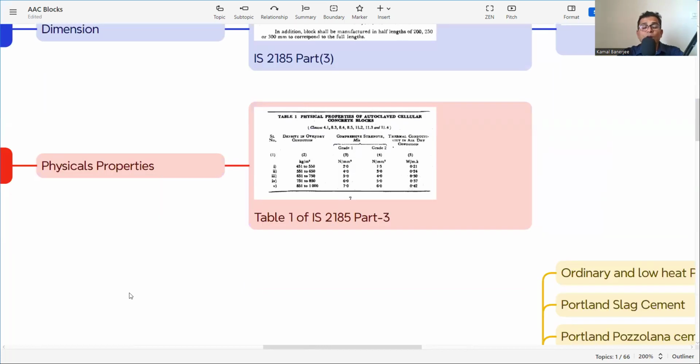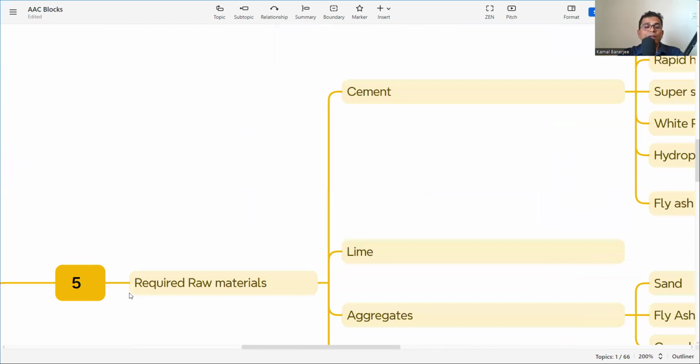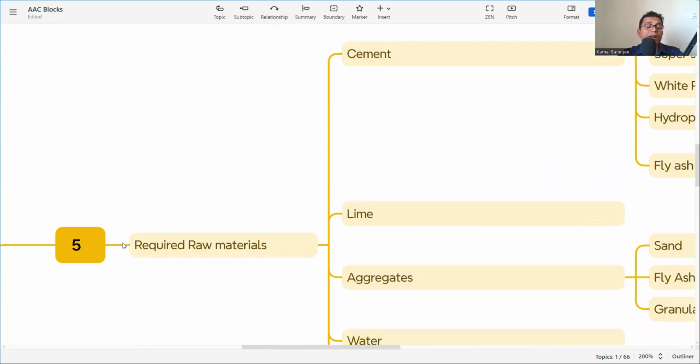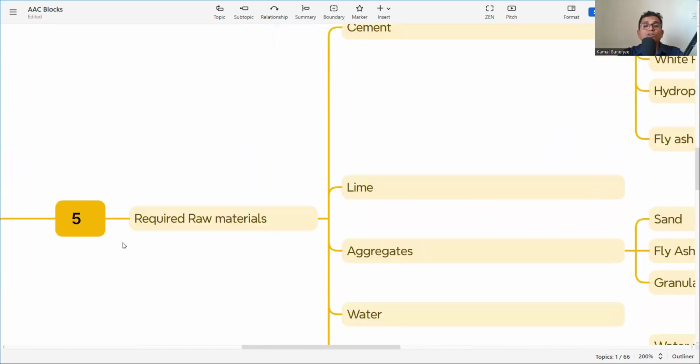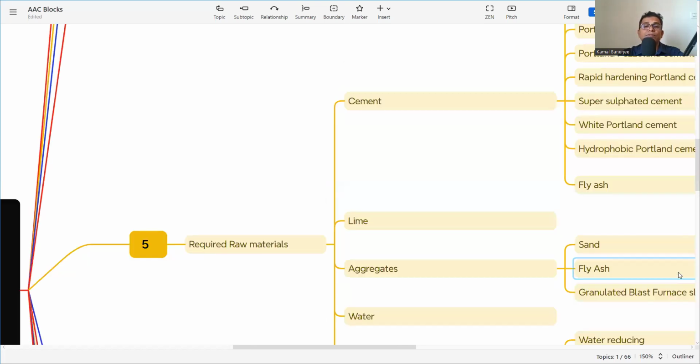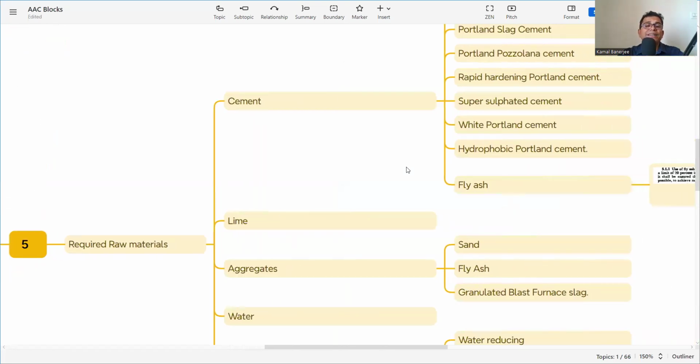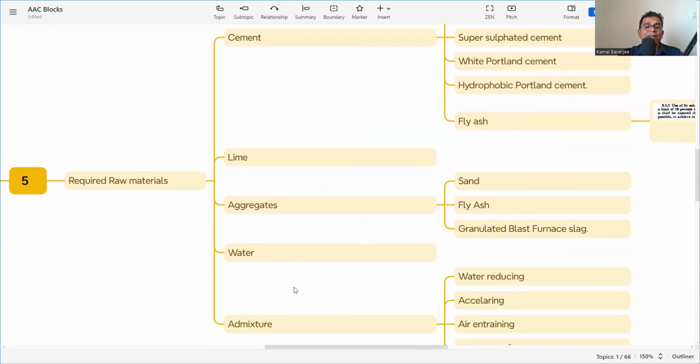So these are the physical properties. Why do we need to know them? Because according to the physical properties we can select the right kind of material for our project. Now the required raw material. What raw material do we need for the production of the AAC block? The code has also given the preference. The raw materials are cement, lime, aggregate, water, and admixture.